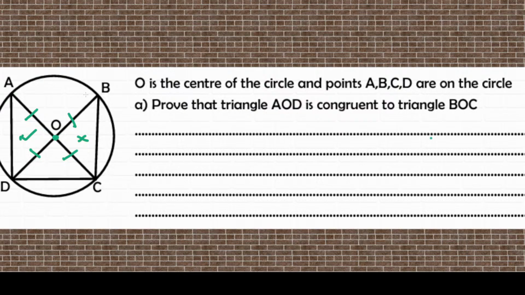Can we use SSS? We have 2 pairs of equal sides. We have OA is equal to OB and OD is equal to OC, but nothing is said about AD and BC. They are silent about it. So triple S is not going to work. What about SAS? Would that work? We need 2 pairs of equal sides and an equal angle, but that equal angle has to be the sandwiched angle, the included angle. Can we use that?